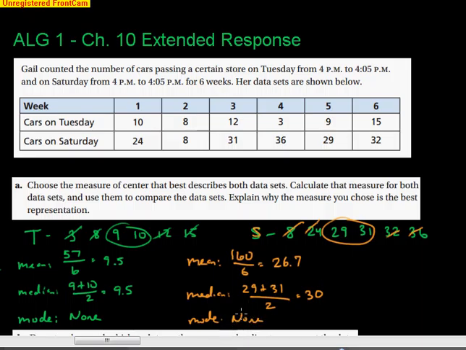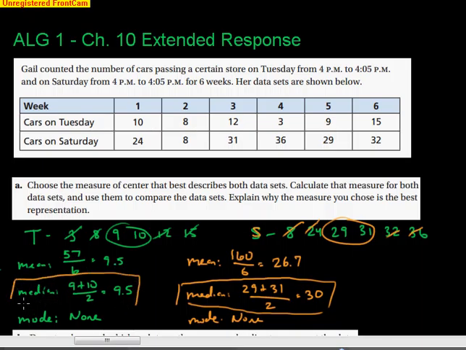So the question is, which would I use to describe the data better? Well, if I look here, again, I said 3 is a little low, but it wasn't that low. 8's pretty low. So notice that the 8 really drags the mean down, because we have 4 numbers above 26.7. So for this data set, I would say that the median is the best. And if I have to pick it for both, I'm going to pick the median over here as well.